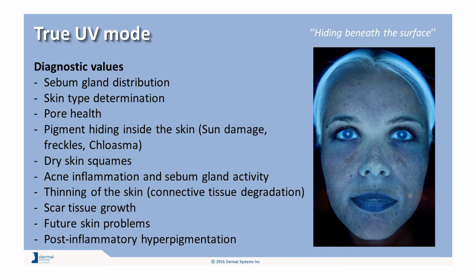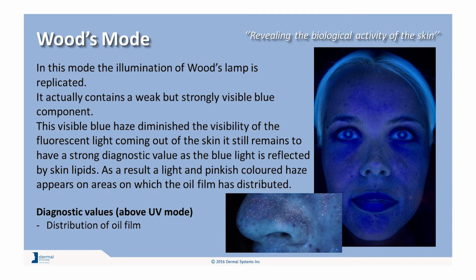This original lamp did not have the UV purity which the true UV sources in the Observ produce. It actually contains a weak but strongly visible blue component, though at the time of the original Wood's lamp, this visible blue haze diminished the visibility of the fluorescent light coming out of the skin. It still has strong diagnostic value as the blue light is reflected by the skin lipids.